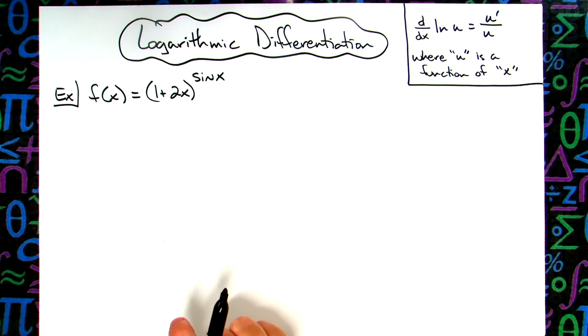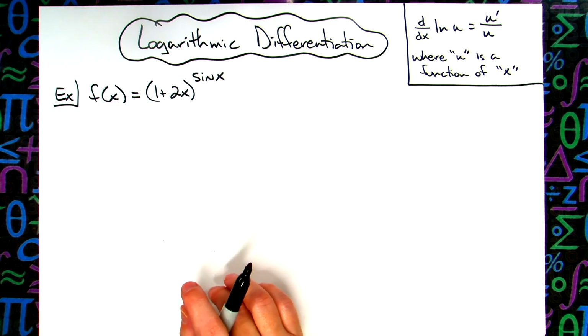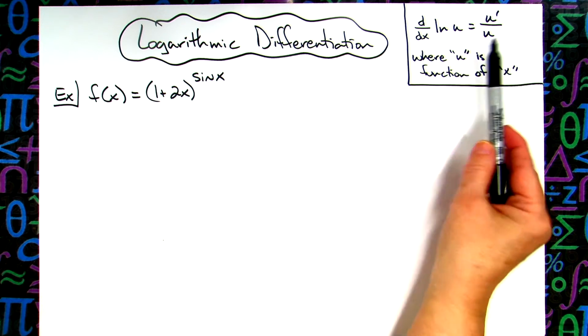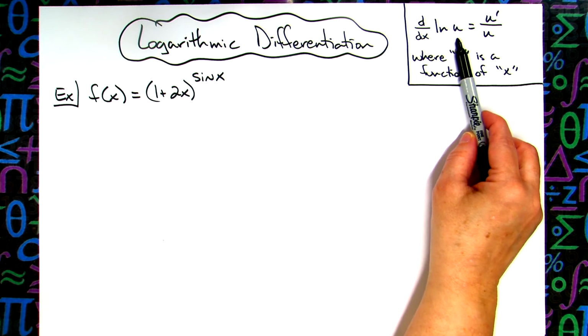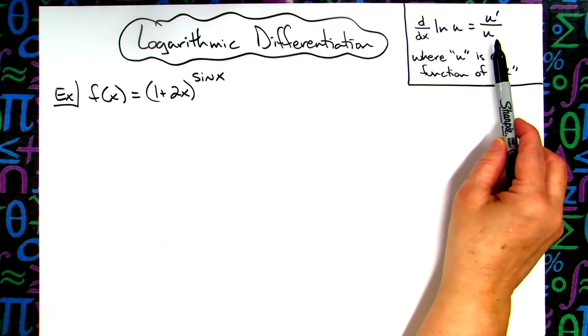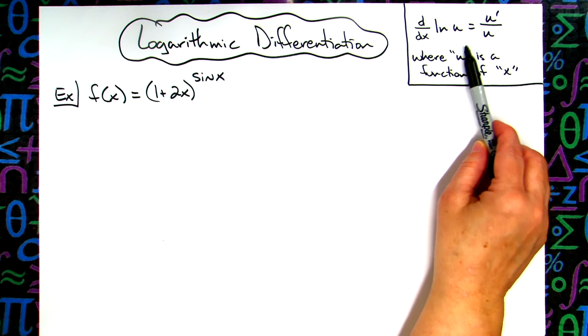In this video, we're going to take a look at one logarithmic differentiation problem. We're going to review the fact that the derivative of the natural log of u, where u is a function of x, is u prime over u. And then when we go to take the derivative, we will be applying this.